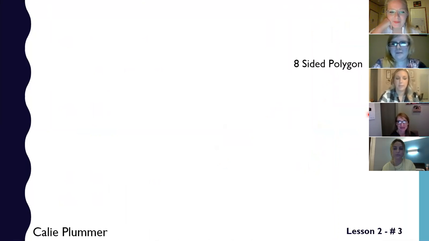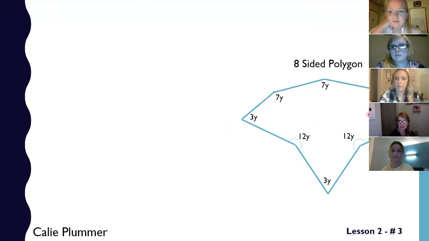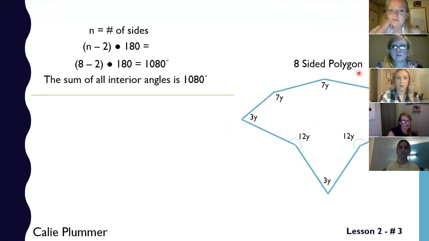You're welcome. So for this one, we were asked to construct a concave polygon and then demonstrate how to find the measurements of the angles. This is the concave polygon that we were provided, and it is an 8-sided polygon. If we were going to find the sum of all the interior angles, which are labeled 3y, 7y, 7y, 7y, 3y, 2 12ys, and another 3y, so all the angles on the inside, not your central angles, but these interiors.